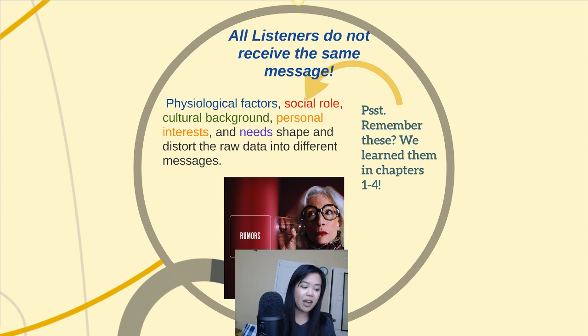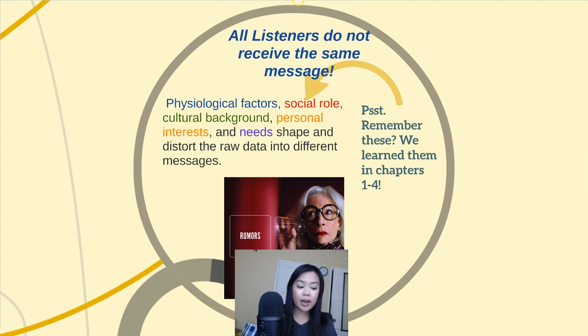We often think that if we send out a message to one person, and then we send it out to another person, that they're going to receive it the exact same way. And that's definitely not the case. We should never ever assume that, because all listeners are different. As we talked about in Chapter 3, all of us have a different self-concept, right? None of us are the same.